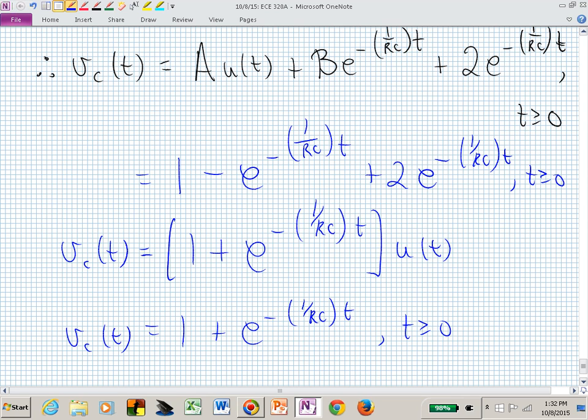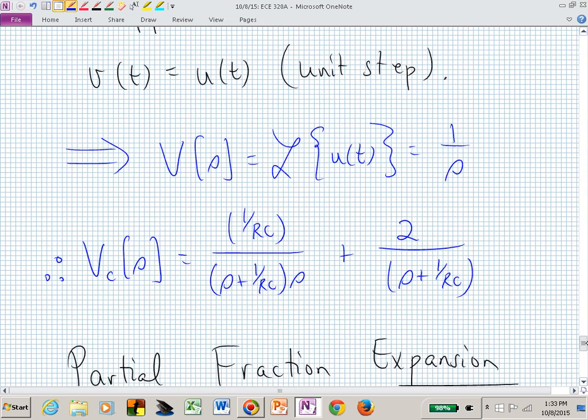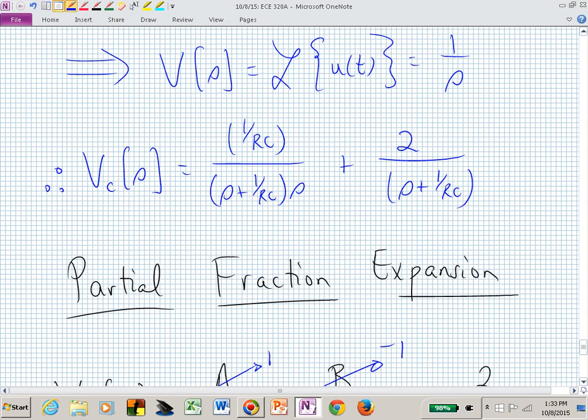Yes? When you did the partial fraction expansion, what happened to the first term numerator of 1 over RC? So what happened, in our partial fraction expansion, we partial fraction expanded this piece right here. And the question was, what happened to this term, 1 over RC? That's just some constant, isn't it?